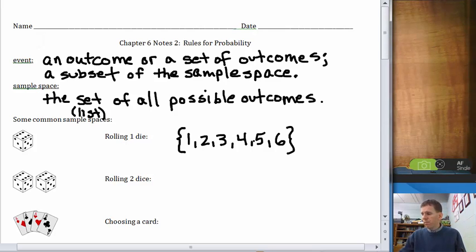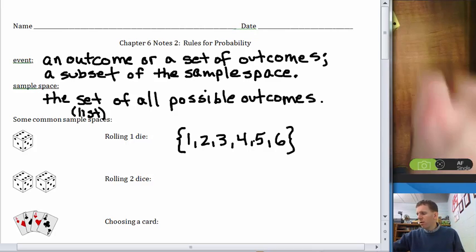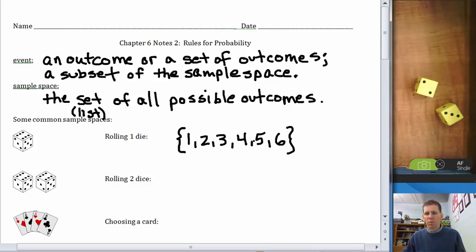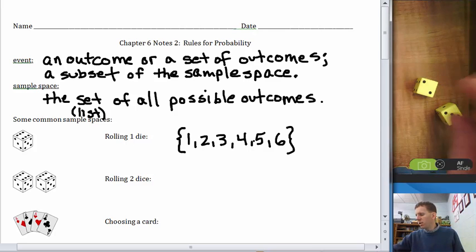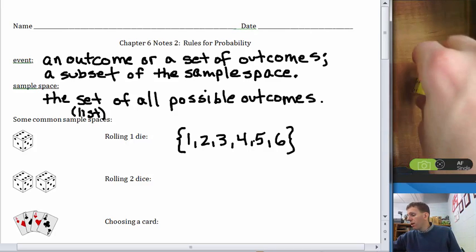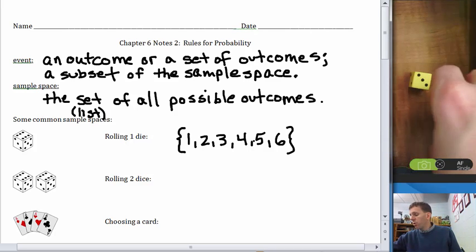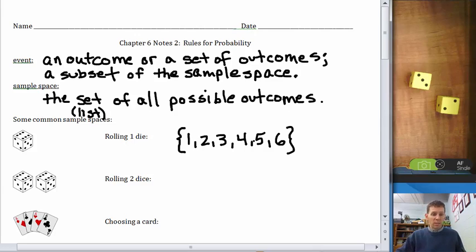Now if you're rolling two dice, there are a whole bunch of different outcomes. We talked about this as being an outcome last week, 2, 3. If the die on the left is a 2 and the die on the right is a 3, that would be one possible outcome. Of course, if the first die was a 3 and the second die was a 2, that's a different outcome. So altogether there were 36 different outcomes, and we listed these last week.